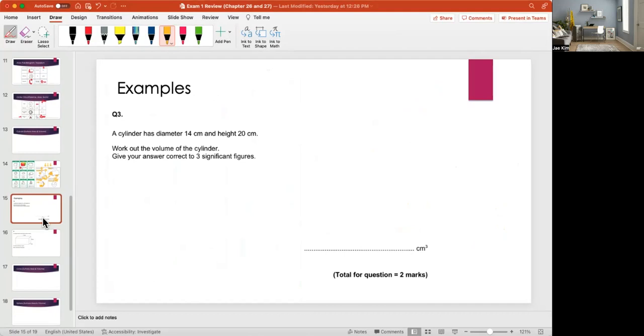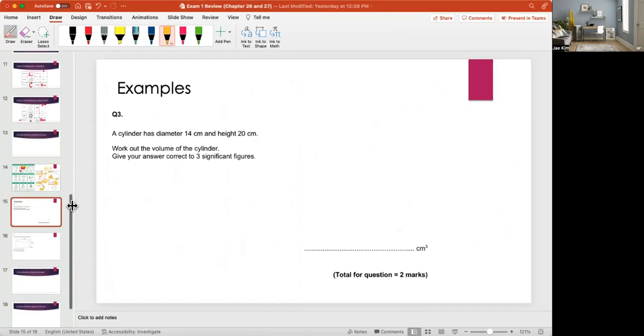But let's do one. Question number 3. A cylinder has the diameter of 14. I call cylinder a Pringles box. It has a diameter of 14, so my radius must be 7, and a height of 20. Pretty straightforward. Work out the volume of the cylinder.